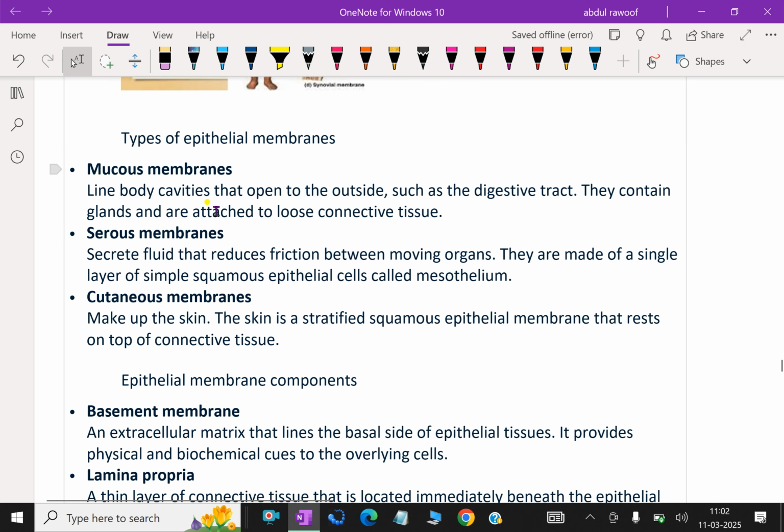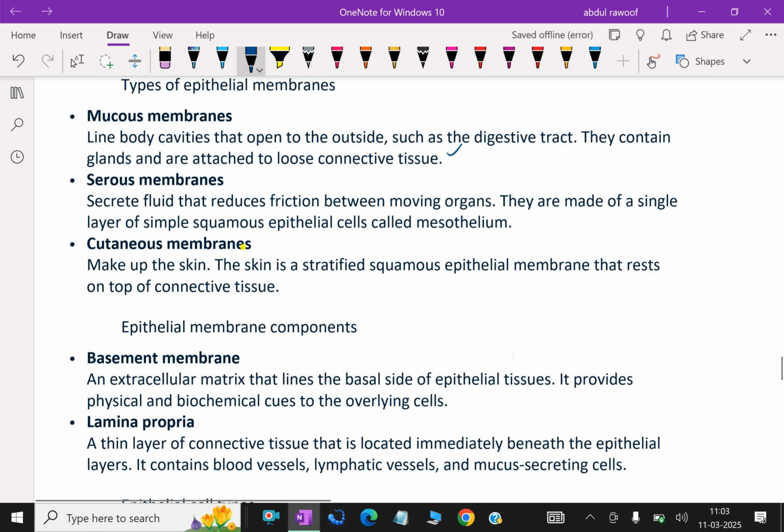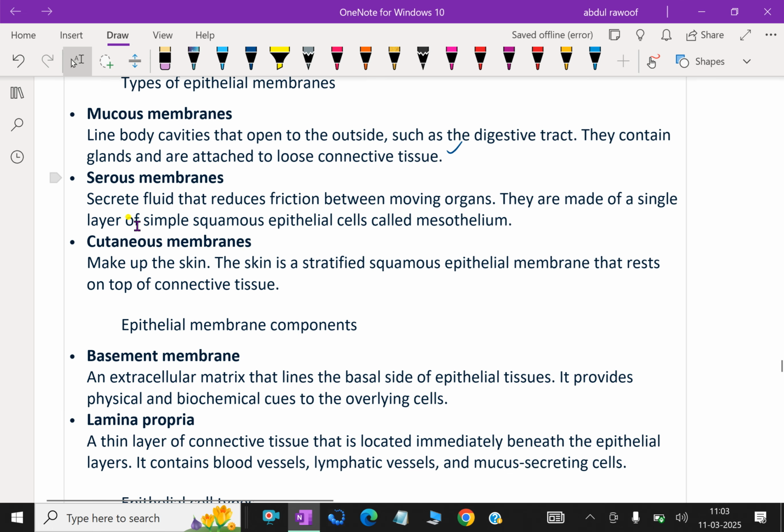Types of epithelial membranes: mucous membranes line body cavities that open to the outside, such as the digestive tract. They contain glands and are attached to loose connective tissues. Serous membranes secrete fluid that reduces friction between moving organs. They are made of a single layer of simple squamous epithelial cells called mesothelium.